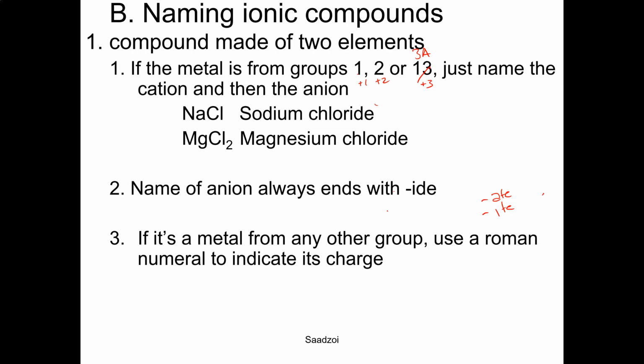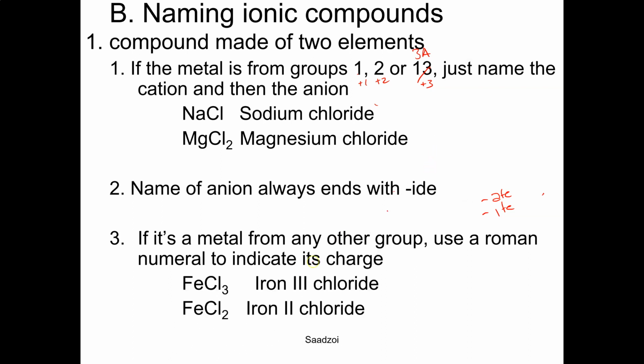If it's a metal from any other group, use a Roman numeral. So if it's 1A, 2A, or 3A, just name the metal, you're done. If it's any other group, and I should make an exception for this, there's also 3 elements that don't abide by this. Let me first give you this. So you notice in each of these 2 situations, you have to indicate the name with a Roman numeral. The Roman numeral represents the charge.